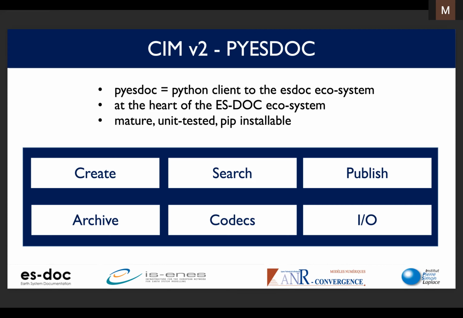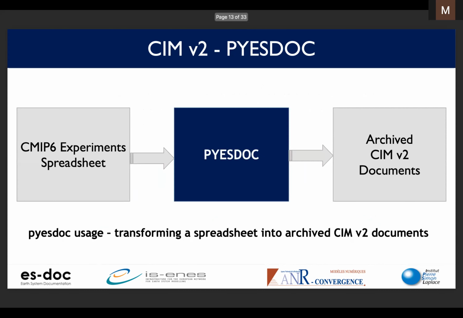And with this library, you can create documentation, you can search for documentation, you can publish documentation, you can manage an archive of documentation, you can transform documents between different encodings. So you could have a document in JSON format, or maybe XML format, or maybe a custom format. It also encapsulates IO, so read and write to the file system, for example. So this library is really at the heart of the ecosystem, and is used in several different scenarios. Here's an example for CMIP 6.